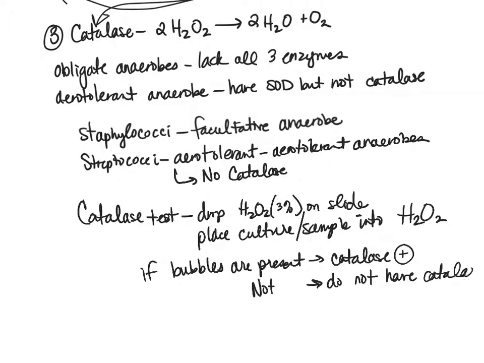So we can do this test if we're trying to decide between Staphylococcus and Streptococcus. If there are bubbles, that means there's oxygen gas present. And if there is oxygen gas present, and it's an organism that is catalase positive, the hydrogen peroxide is just going to be utilized by the catalase enzyme and converted into water and oxygen. On the other hand, if we don't have catalase, we get a really big buildup of hydrogen peroxide, creating lots and lots of bubbles.